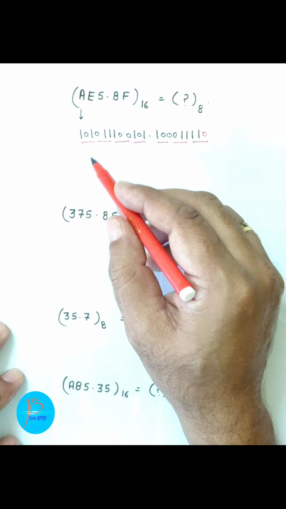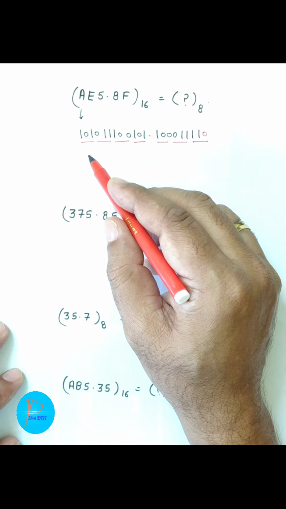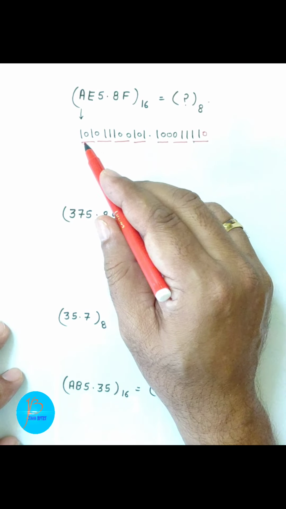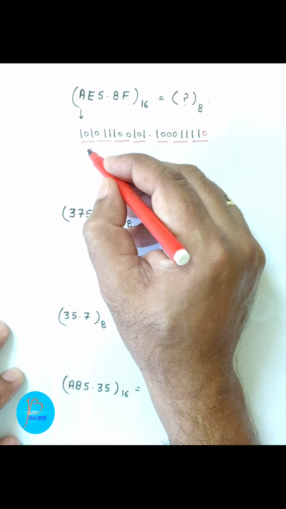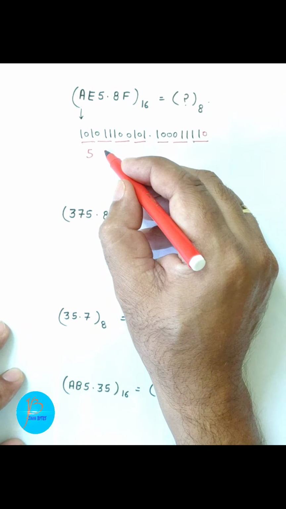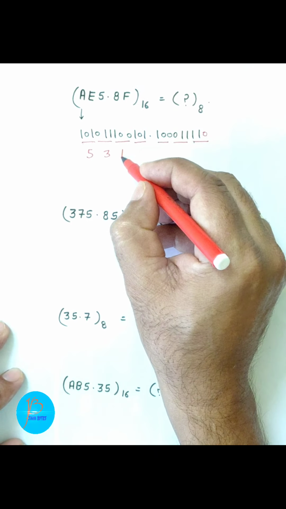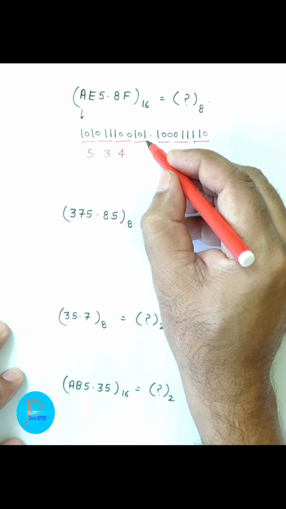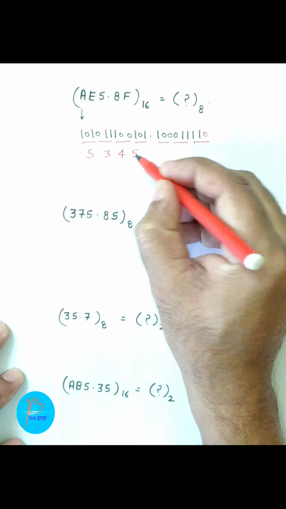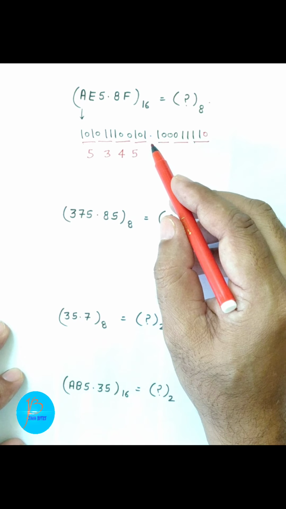And finally children, what we have to do is just note down their octal values from the table. So 101 is equal to 5, 011 is equal to 3, then 100 is equal to 4, and then 101 is equal to 5. Children, so it is the answer of your first part.